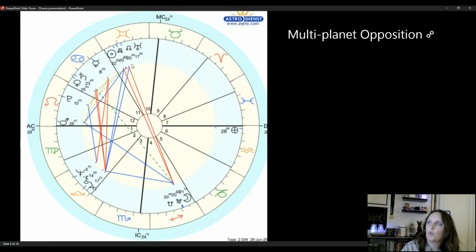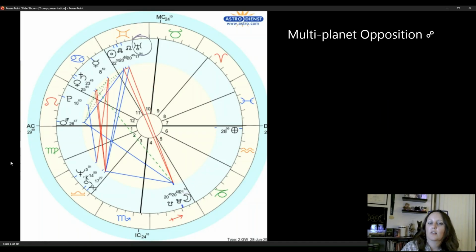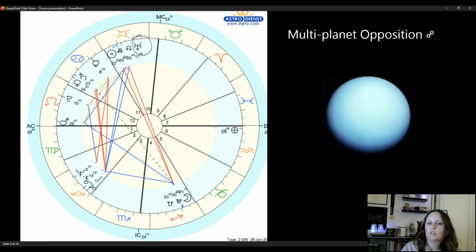The Sun, the North Node, and Uranus are opposing his moon here, okay? So the moon is opposite Uranus. Uranus has to do with innovation, change, and unpredictability, and we can see that it's opposing that emotional, intuitive lens that the moon brings. What I want to explain about Uranus is that it is a generational planet.